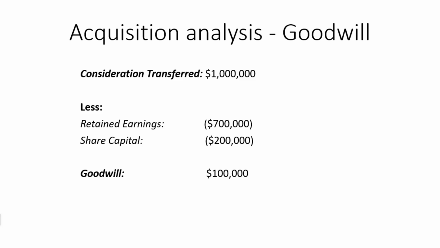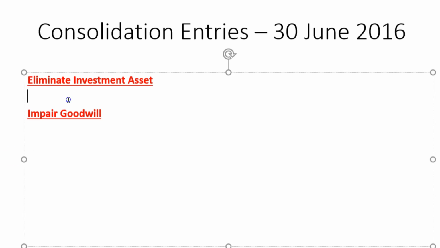Okay, so now that we've worked out how much the goodwill is, we can record the consolidation entries. So the first thing we need to do is eliminate the investment asset. We spoke about before that the general entry is that we're going to debit the equity of the subsidiary and credit the investment asset. But because we've paid more than the assets of the subsidiary, there's also some goodwill that we need to recognize to balance out our journals.